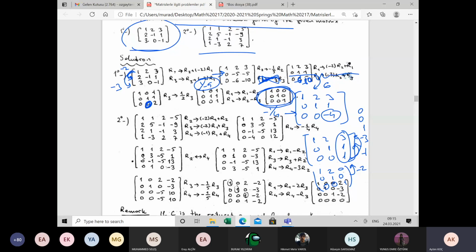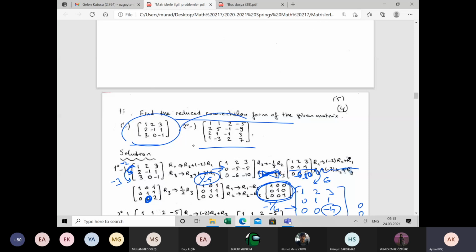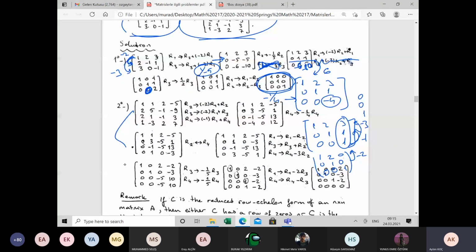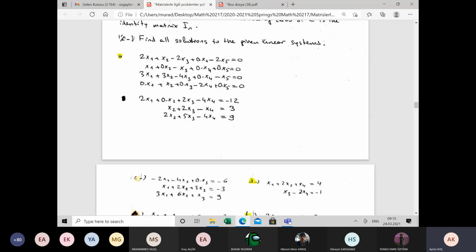Let's skip. Now, solve the following linear system.